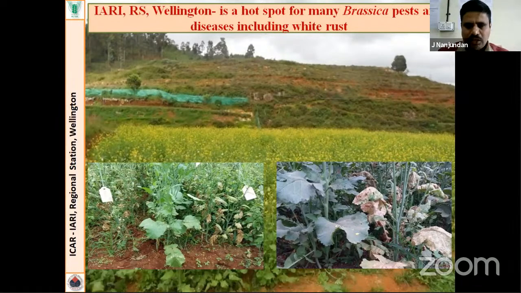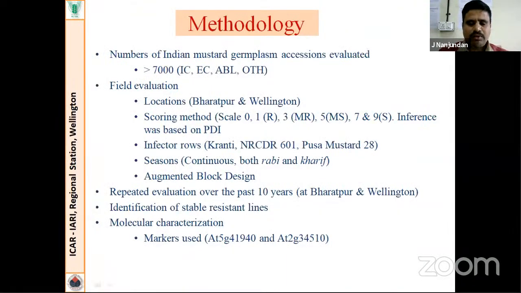Utilizing this condition, we are evaluating a large number of accessions. We brought over 7,000 accessions from the National Gene Bank, which includes indigenous collections, exotic collections, breeding lines, etc. First, we evaluated all these 7,000 at Bharatpur. Then we brought them to Wellington, using the standard scoring method, the infector rows. At Wellington, we are continuously scoring during both seasons because we can grow the crop at Wellington throughout the year. Then we repeated this evaluation for over 10 years to identify the stable lines.